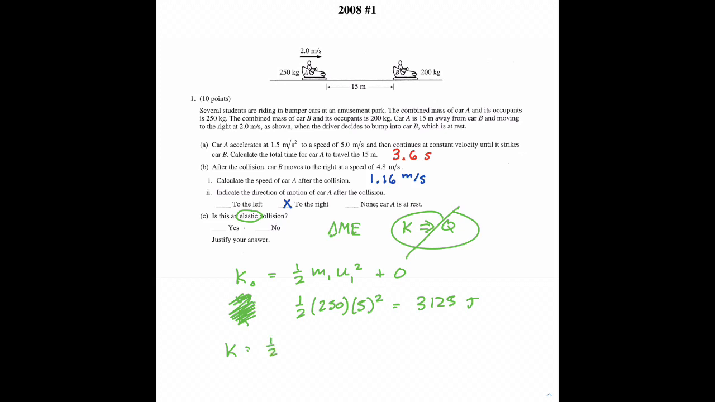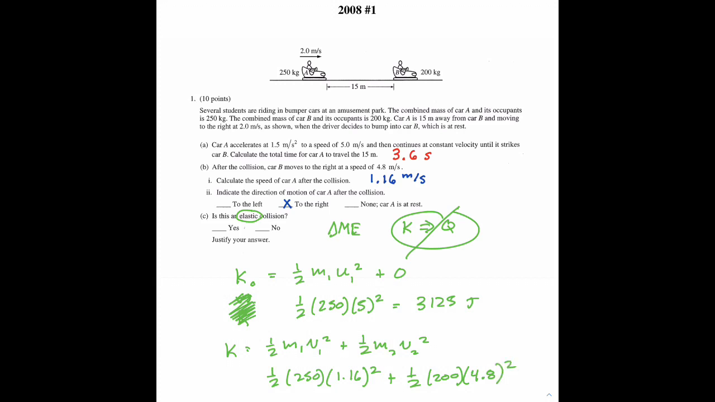The final kinetic energy is twofold. It has to do with the final velocity of cart number 1 and the final velocity of cart number 2. So it's going to be 1/2 m1 v1 squared plus 1/2 m2 v2 squared. This is 1/2 times 250 times the value of 1.16 that we solved for in part B squared plus 1/2 times 200 times the given value of 4.8 meters per second squared.